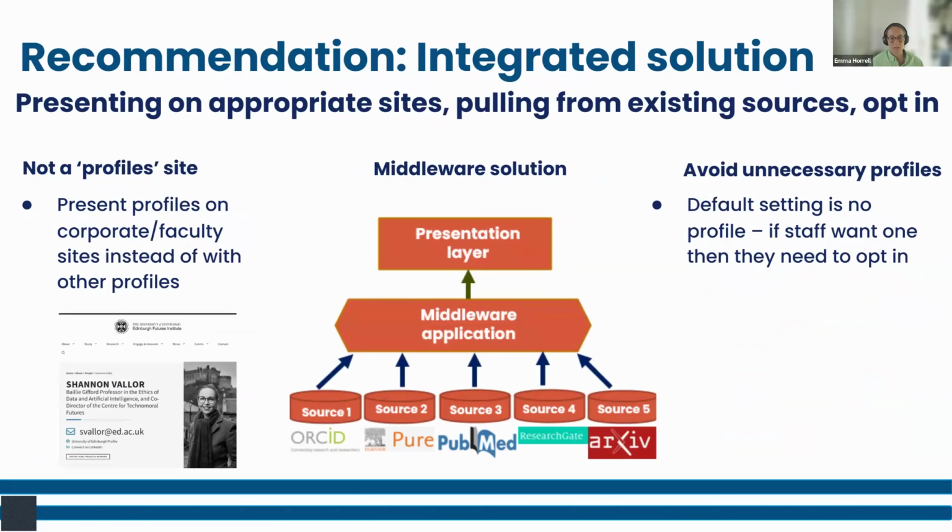So we wanted to avoid having a big bucket of profiles and instead associate profiles with faculty or corporate websites, perhaps in an about section or our people section, so that the person in question belonged to that unit of the university. And acknowledging that much of the content lived in other repositories and people who own profiles wanted to pull that in, a key part of our solution is a middleware solution, the middleware layer, pulling from those sources and then pushing through a presentation layer. And I'm going to talk about this a bit later on.